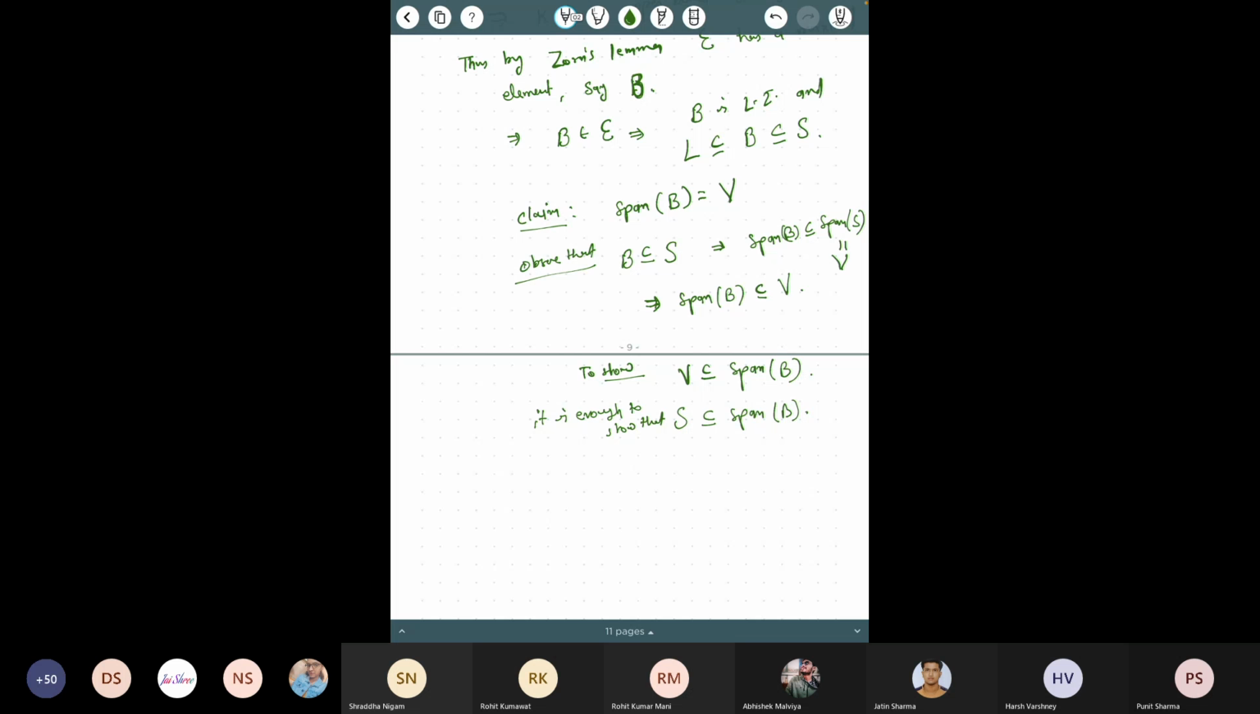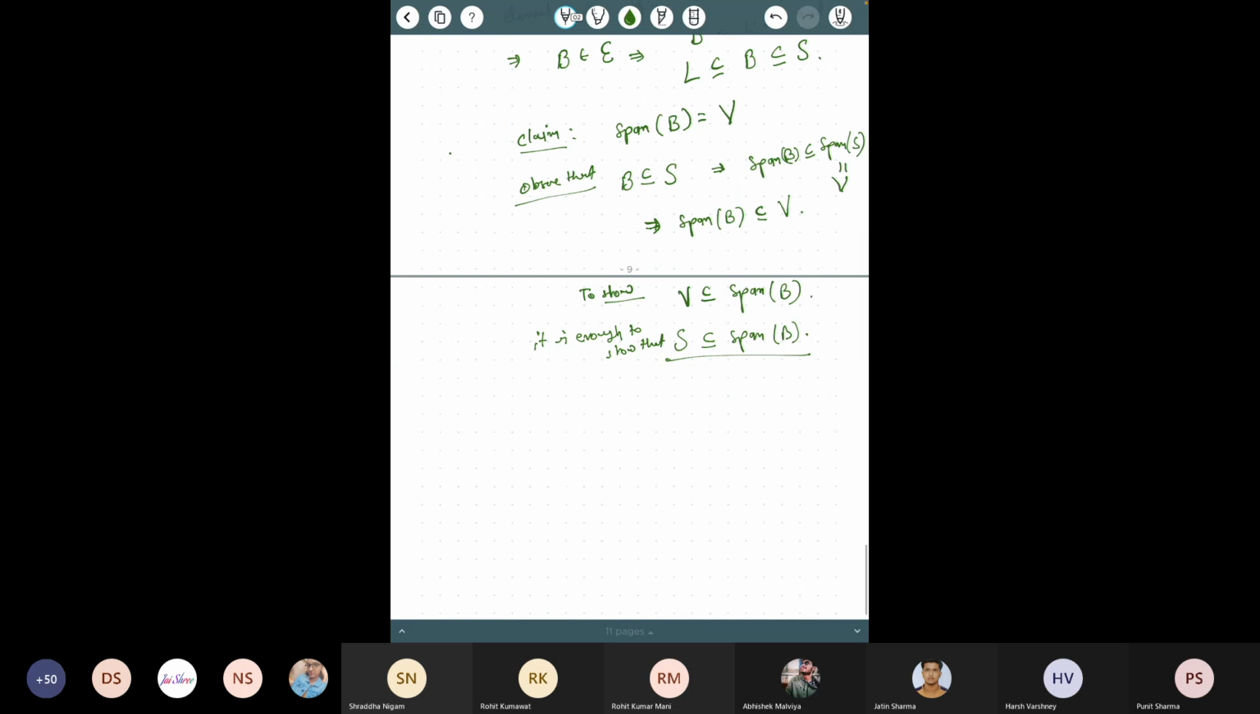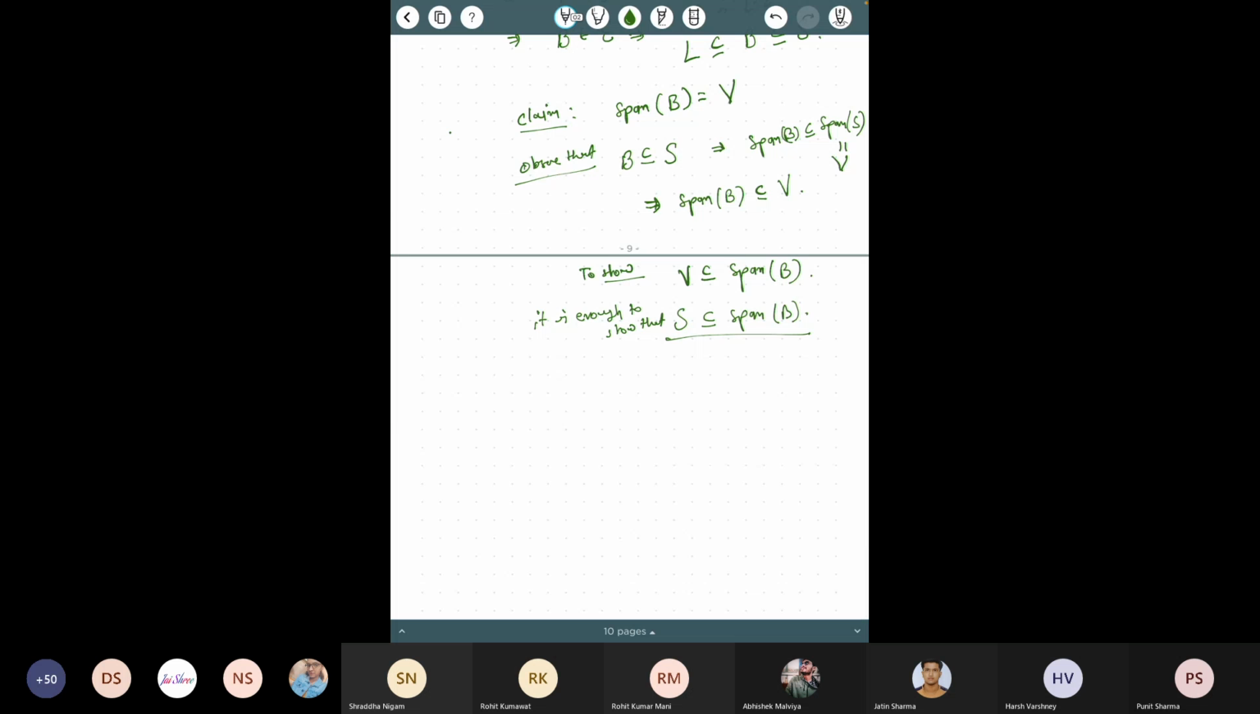Why is this? Because if S is a subset of span of B, then span of S is also a subset of span of B. But span of S is actually V. So if we prove that S is a subset of span of B, then we are done. Right? I have 2 minutes, so I will just quickly give you the argument. You can complete the proof. So we just have to prove that S is a subset of span of B.